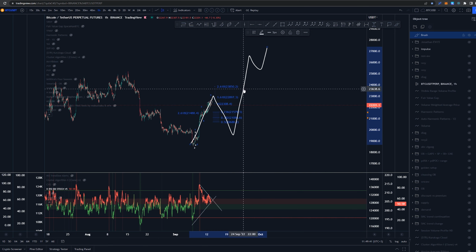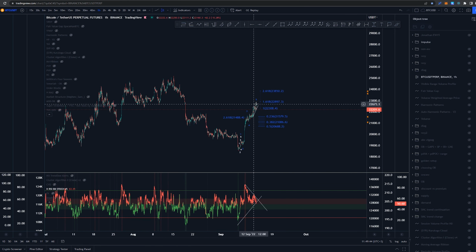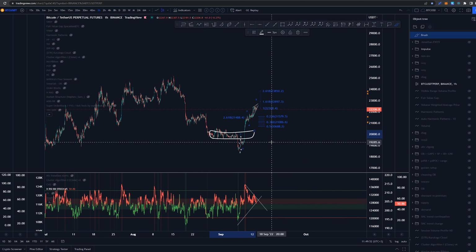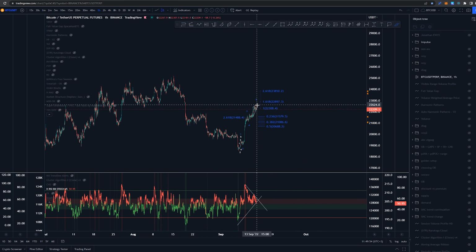I'll talk to you about the long possibilities here most likely tomorrow, but for now I think this area would be the best area to look at for long setups on the upside if you're not willing to take shots here. But that is pretty much everything I wanted to cover on Bitcoin today.